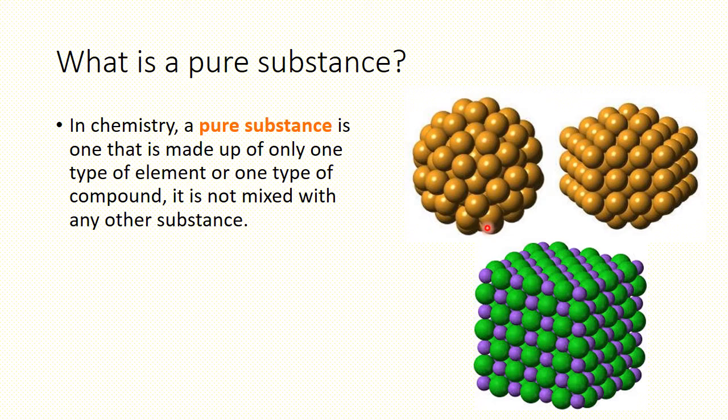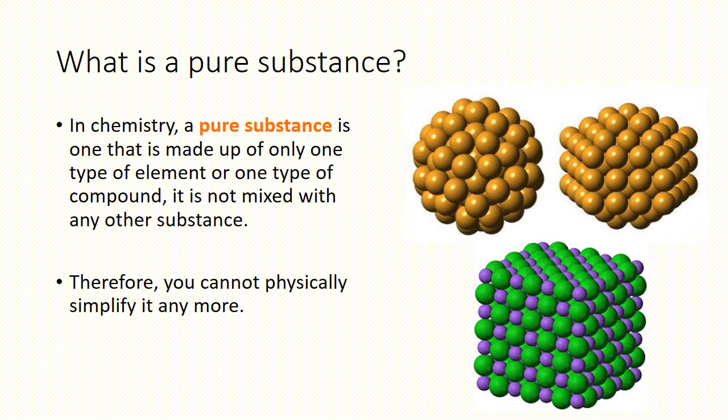So over here in the images we can see that we've got some gold, gold element atom particles joined together, so that's an element, but we'd also say it's pure because there are only gold particles here. Down here we've got sodium chloride, and the sodium and the chloride are joined together, so they're a compound. So it's pure because it's only got sodium chloride in it, despite there being two different types of atom making that substance up. So the overall idea is that you can't simplify this substance any more physically, so you can't separate it out any further.